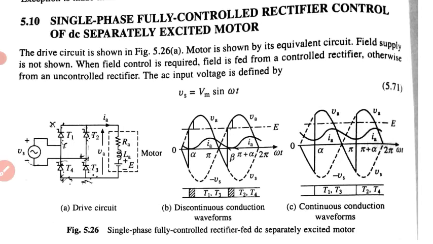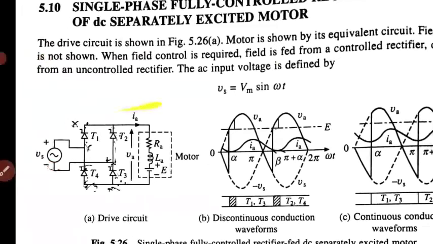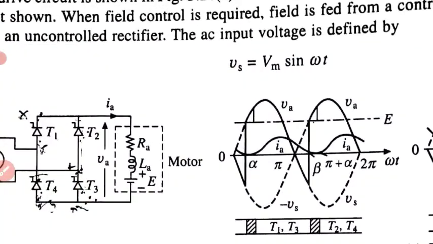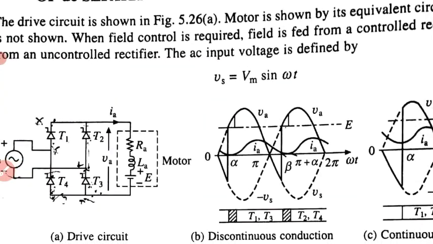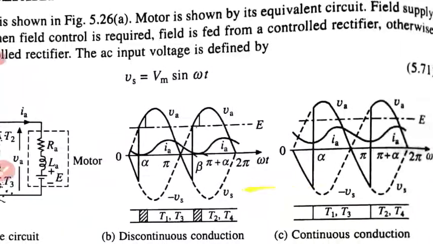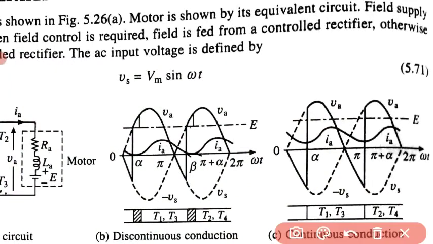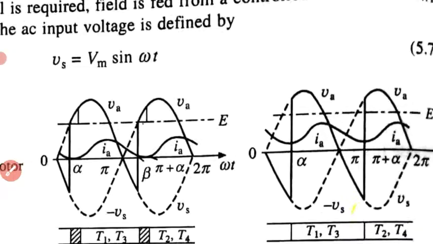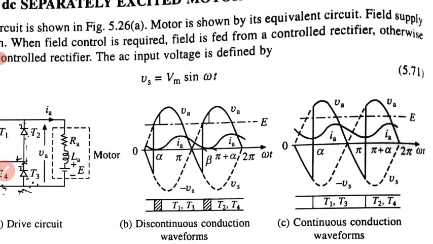Let us have a discussion about how it operates. This is the circuit diagram, the drive circuit. Here there are two modes of operation mentioned. One is discontinuous conduction mode, and the other one is continuous conduction mode. What is the difference between discontinuous and continuous conduction?